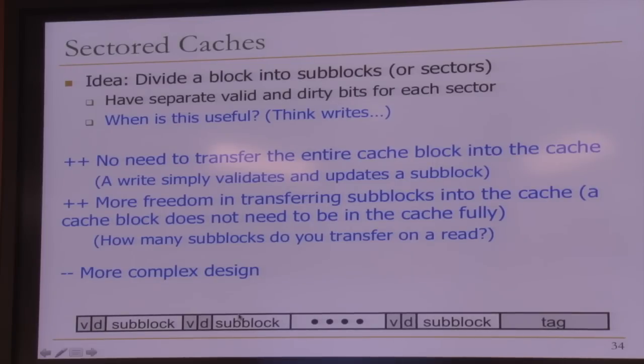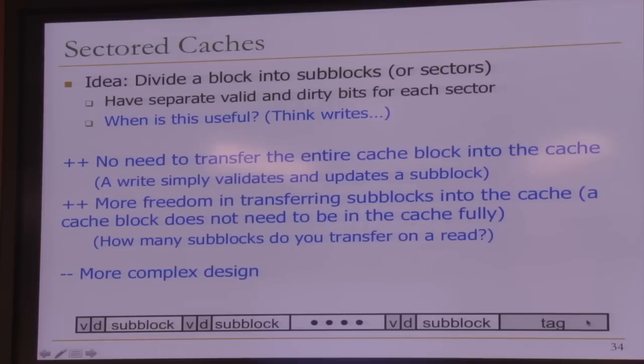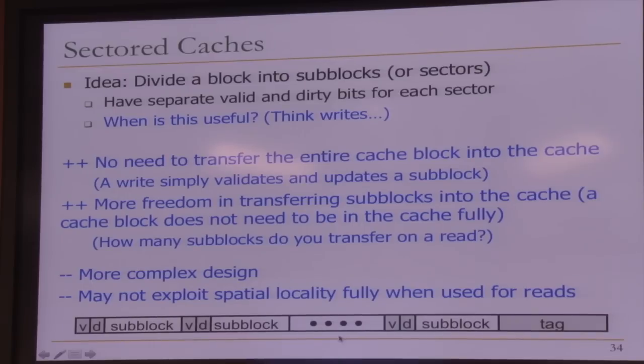One good question could be, what is the upside of smaller blocks versus a sub-block cache? If you have smaller blocks, let's say 8-byte blocks, your tag size is larger, so your tag store is larger. But you potentially have more things that can be stored in the cache. Whereas if you have sub-blocks, your tag size is smaller, but it's less flexible because you cannot store any arbitrary things in the sub-blocks. They really need to share the tag. And this may not exploit spatial locality fully when used for reads. If you bring in one sub-block on a read, you may not be exploiting full spatial locality across the entire block. But it gives you the flexibility to do so.